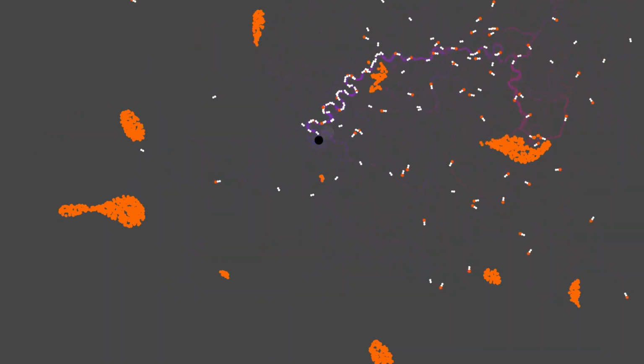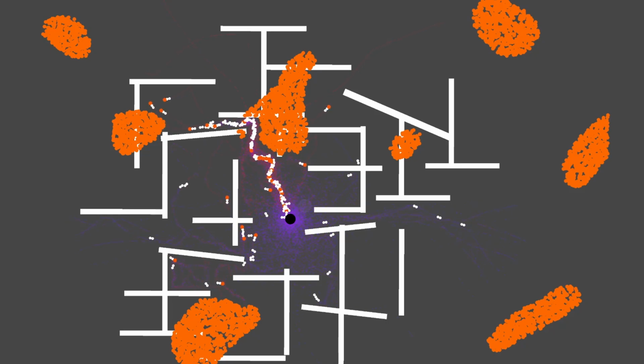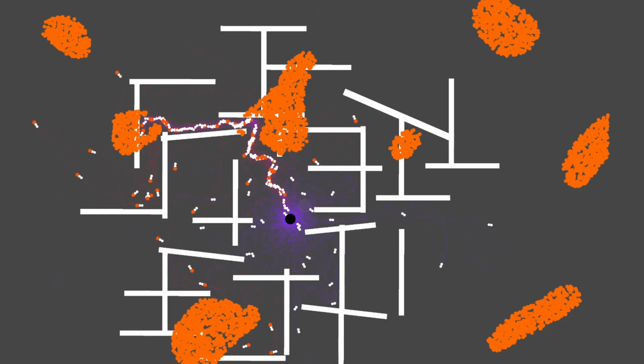I was curious to see if the ants could navigate a maze, and it turned out they can do it very, very well. So, yeah, it was pretty cool.